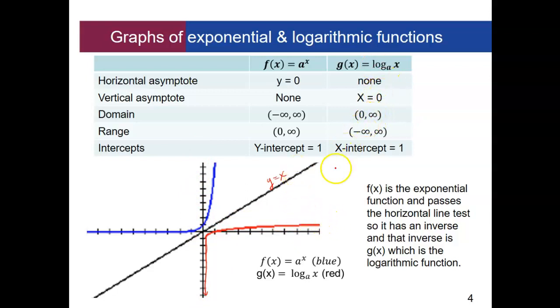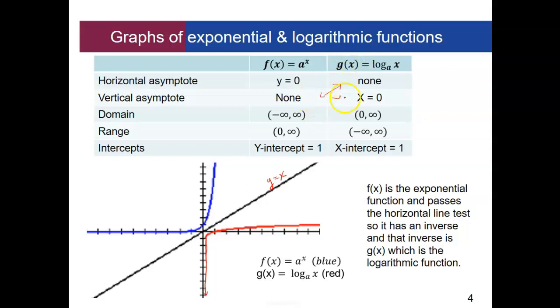So what you'll see is because these are inverses of each other, we get a lot of things that are switched. So here we had a horizontal asymptote at 0, but this one has a vertical asymptote at 0. This one had no vertical asymptotes. This one has no horizontal asymptote. So it's just like they switch.